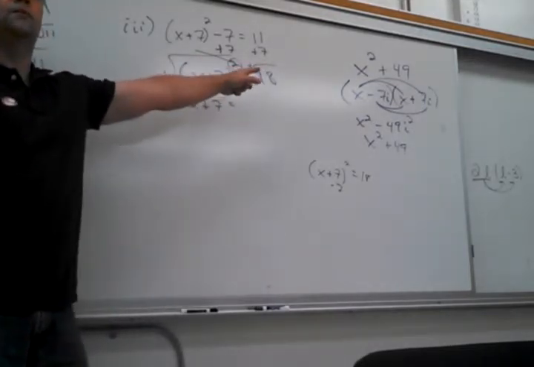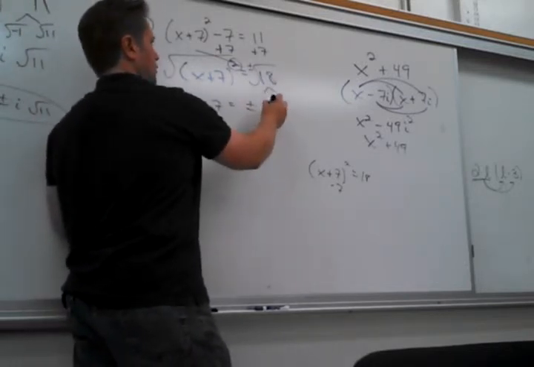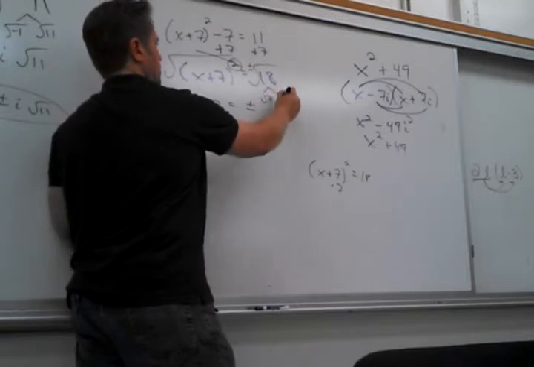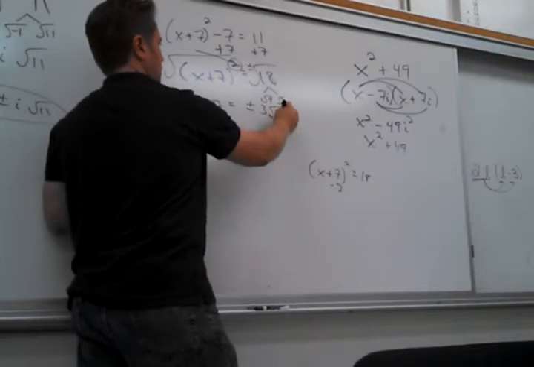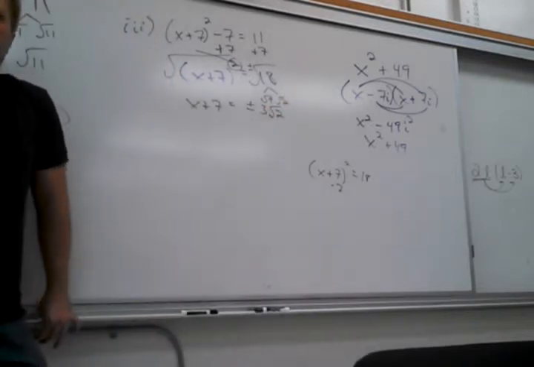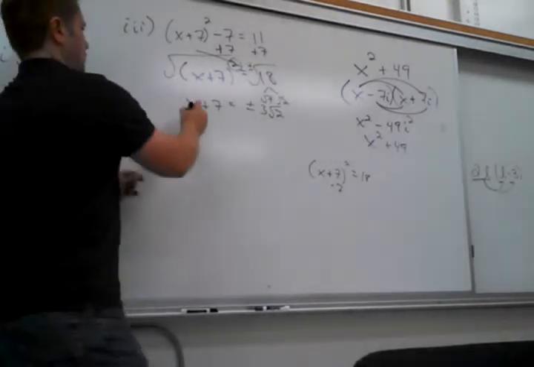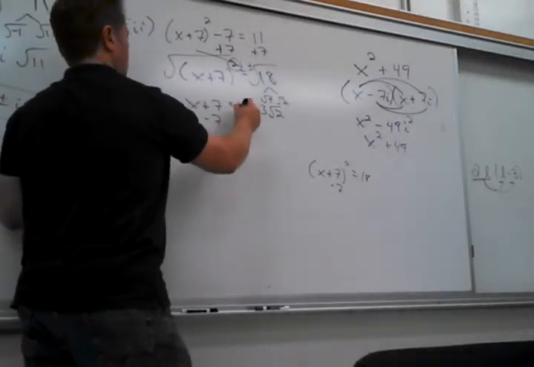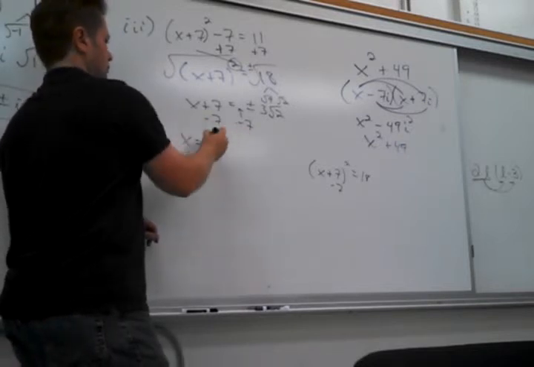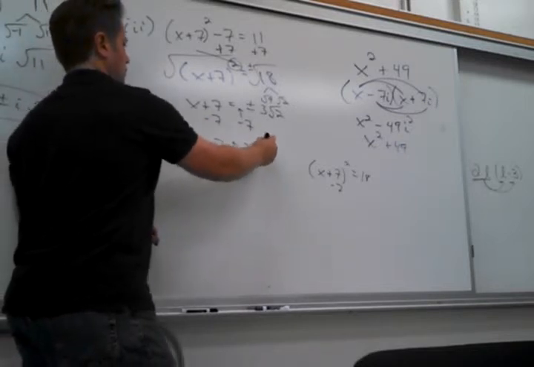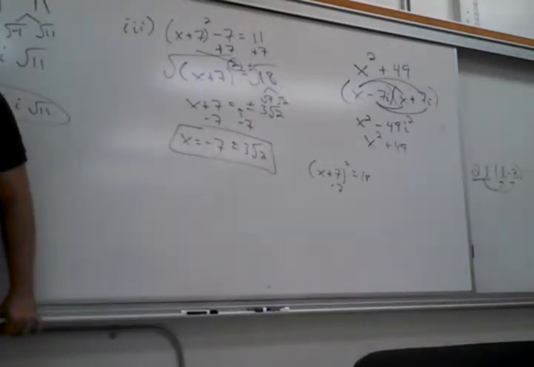What do I get over there? Square root, plus or minus square root. Put 3 on the outside. Good, because this is 9 times 2, right? So the square root of 9 is 3, the square root of 2 is itself. And then the last step, subtract the 7. Beautiful. So you get x equals negative 7 plus or minus 3 square root 2. So that should be the answer.